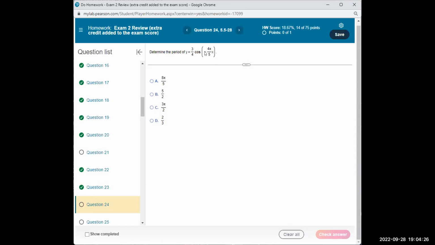And by the way, this negative is not going to affect the period because all it does is reflect across the y-axis since it's inside the parentheses here. So we really don't have to worry about the negative sign. We're just going to take 2 pi and multiply it by 5 over 4 pi. The pi's are going to cancel, and you're going to have 10 over 4, and 10 divided by 4 reduces to 5/2, and that would be B then.